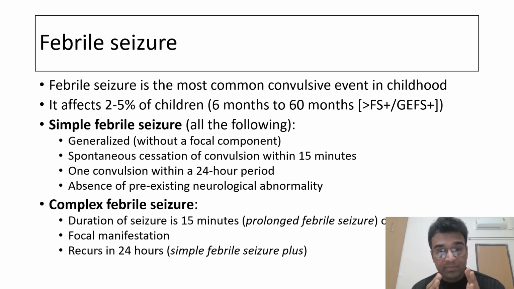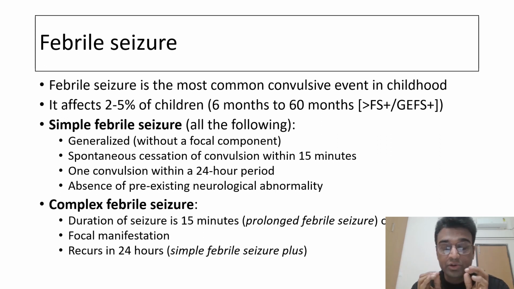Something that is lasting beyond 5 years, we usually give a label of febrile seizure plus, and if the family is also getting affected genetically, we usually use the word GEFS plus. So, which we will discuss further. So you need to understand that febrile seizures overall affect 6 months to 60 months, and it is very, very uncommon beyond 5 years of age.